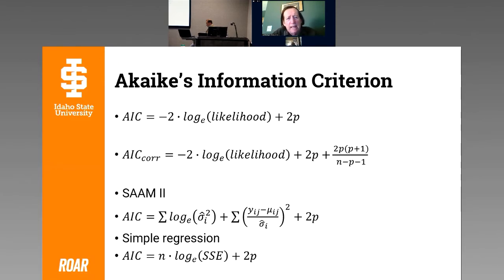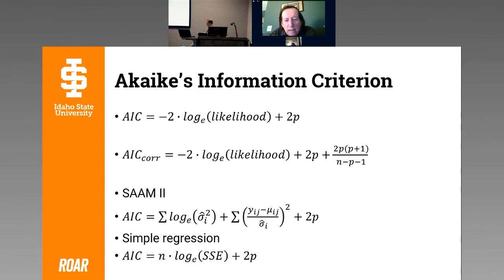I'm going to now talk about Akaike's information criterion and tie it back to how it's related to data splitting. And in the general form, AIC is -2 times the log likelihood plus 2p. For small sample sizes, with the normality assumption, you can have a correction on the far right that really penalizes complex models. But of course, that penalty goes away as n grows to infinity. For SAM2, the specific calculations are given there.